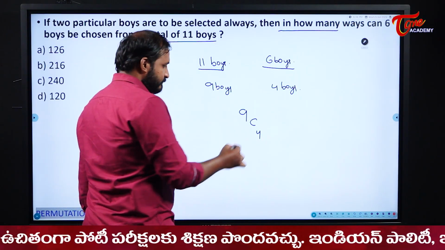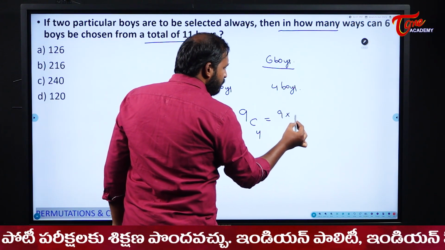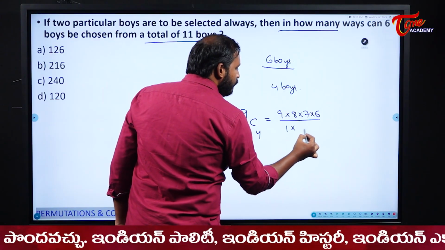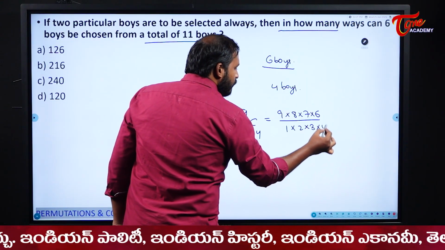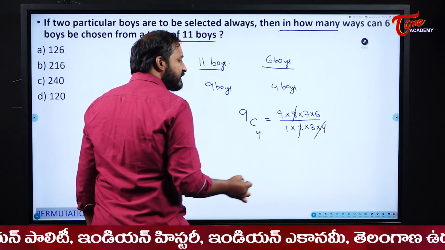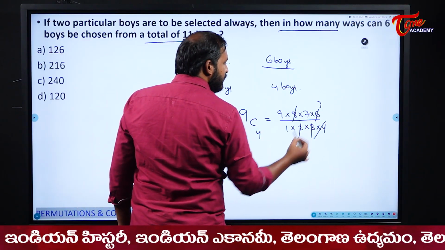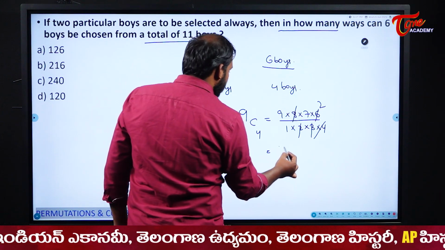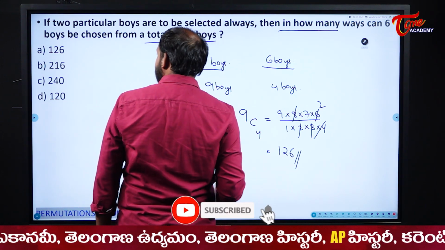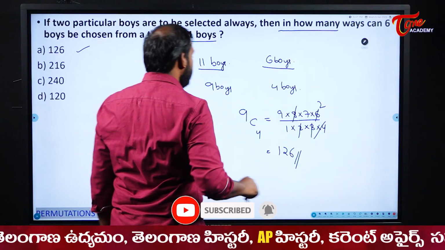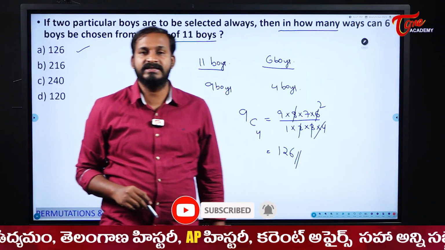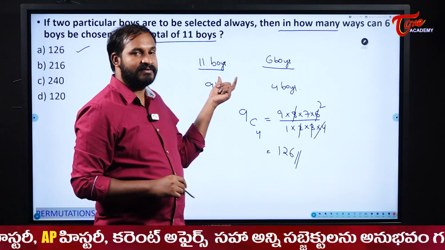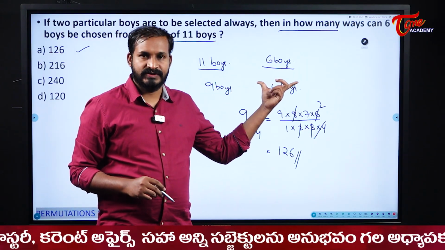9C4 ways. So 9 into 8 into 7 into 6 by 1 into 2 into 3 into 4. 2 4s are 8, 8 gets cancelled, 3 1s, 3 2s, 9 7s are 63, 63 2s are 126. That means in how many ways can I choose them? I can choose them in 126 ways. In 126 different ways.